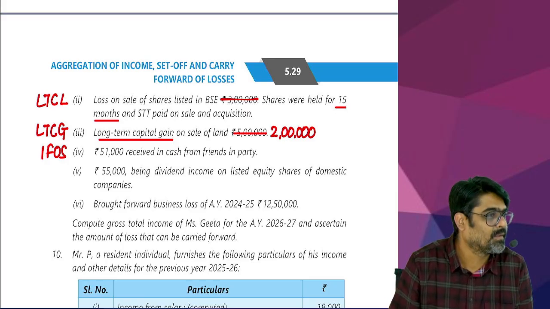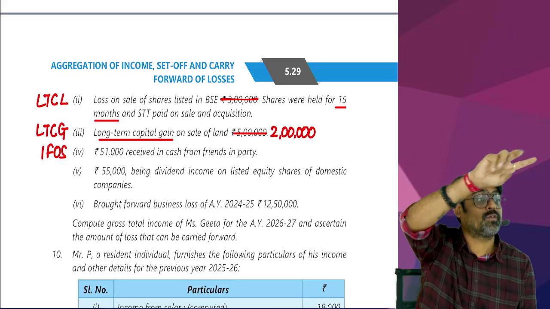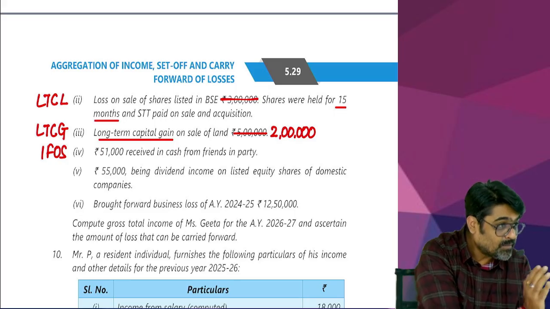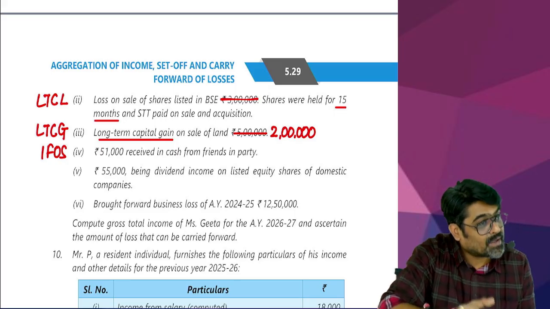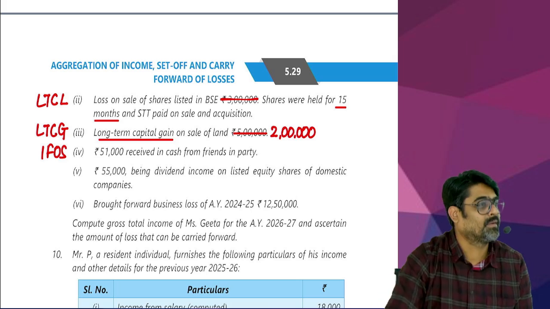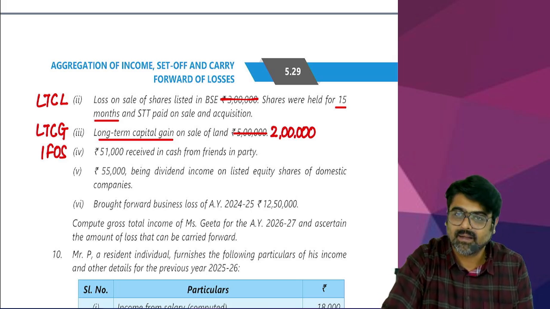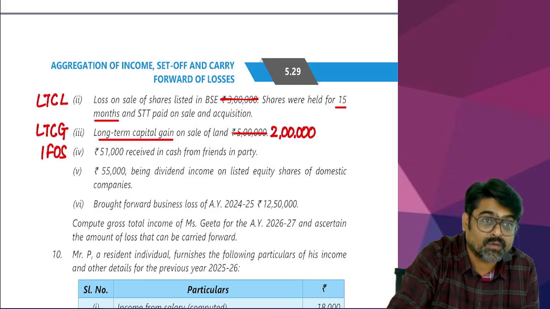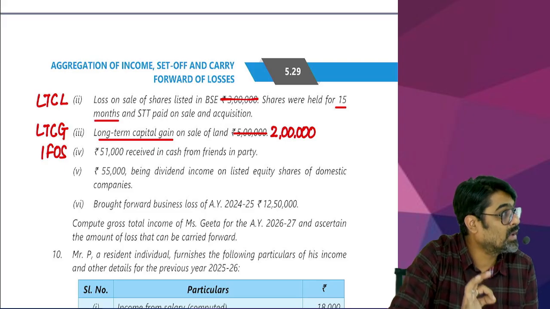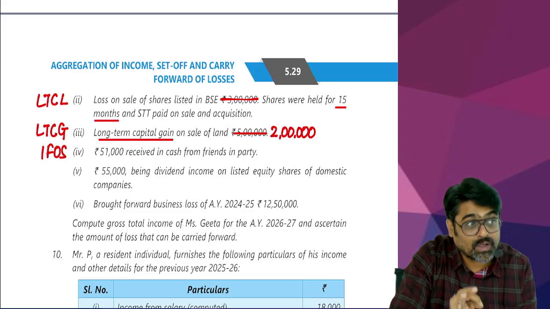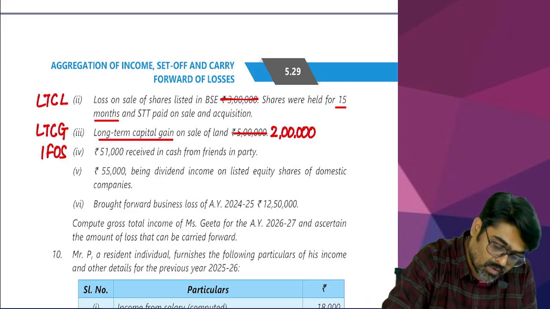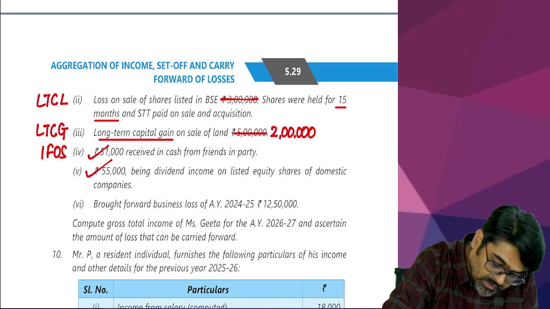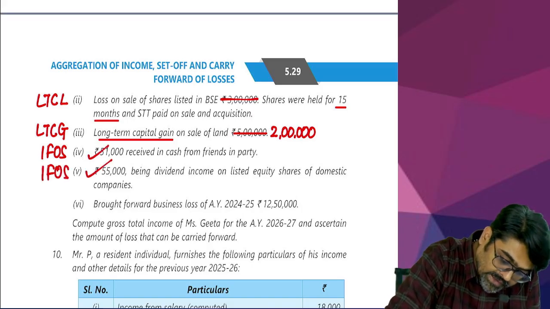Will you remember? Any other loss of any other head can be set off against the IFOS head, but not against winnings, against the entire income of IFOS, including gift. Understanding? So nowhere is it mentioned that from gifts you cannot set off the losses. The restriction is only on winnings. Restriction is only on winnings. Yes or no? Now this is gift. 55,000 being dividend. So this is also your IFOS. This is also your IFOS. Dividend income. Yes or no?